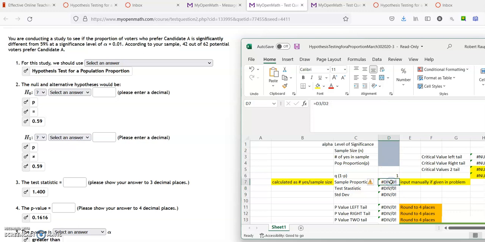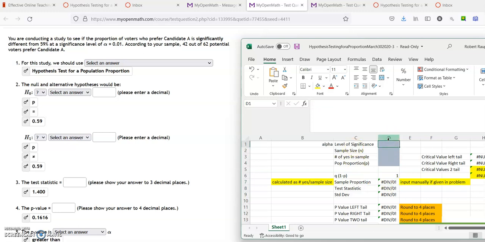That will calculate your sample proportion now, because that's what sample proportion is, the number of yes divided by sample size. But since you manually entered it last time, you need to put that formula back in the spreadsheet. So just hit equals D3 divided by D2. That's all you need to do. Equals sign D3 divided by D2. Or just go back into the course and grab a fresh spreadsheet. It has that calculation there.